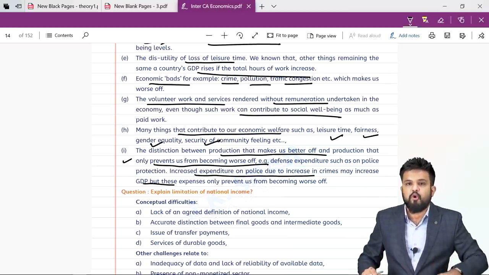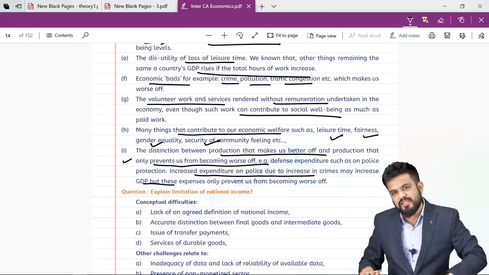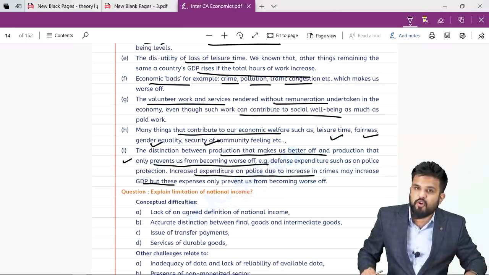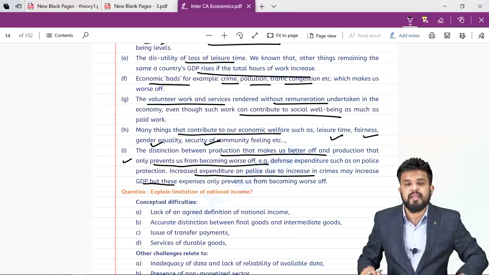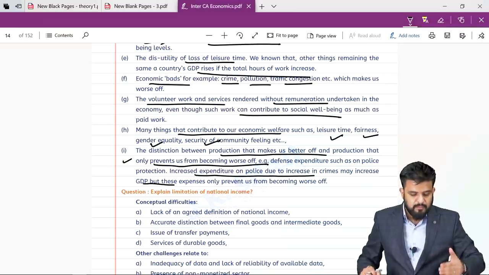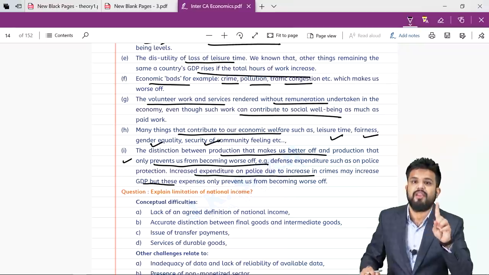More crime, more defense, more police force, more fire brigade, more ambulance facility, more of such services will be produced. Definitely GDP will increase, but can I say, people, you are just preventing people from becoming worse off. So directly there is no welfare.